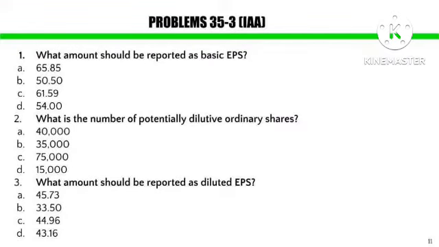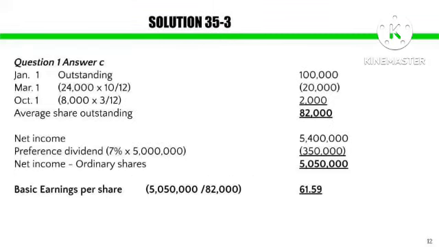The questions we are going to answer here are: number 1, what amount should be reported as basic earnings per share? Number 2, what is the number of potentially diluted ordinary shares? And number 3, what amount should be reported as diluted earnings per share? For our question 1, the correct answer is letter C, 61.59.